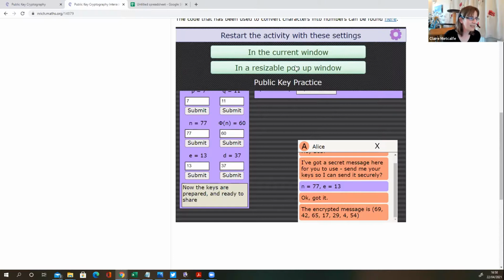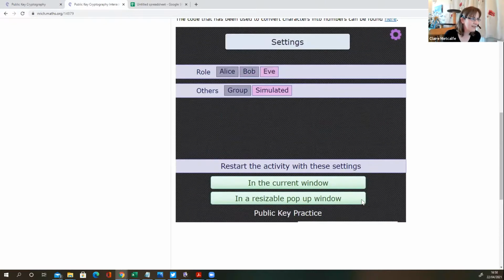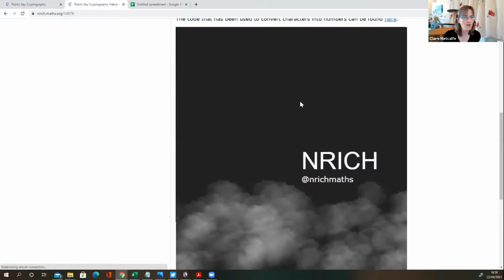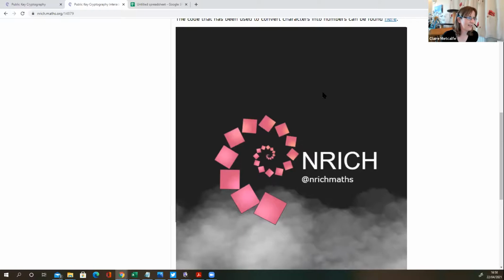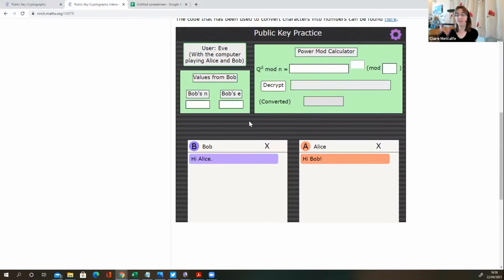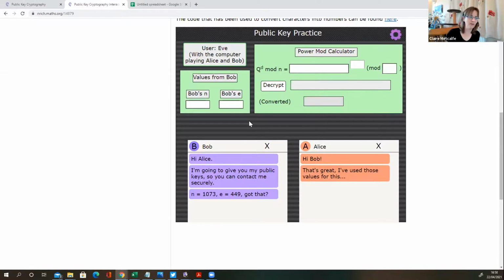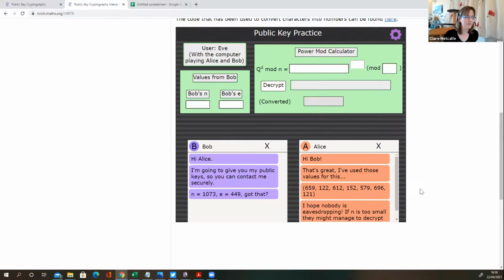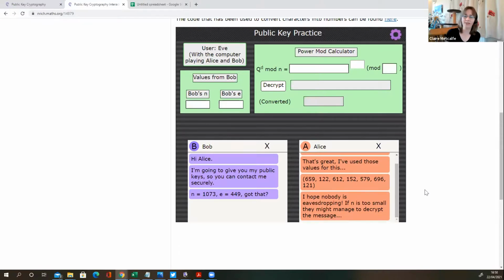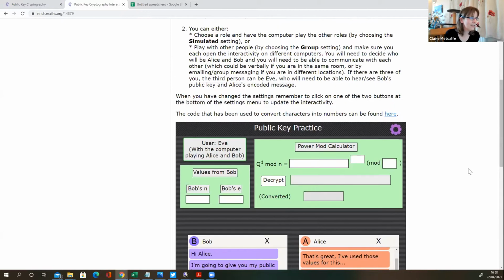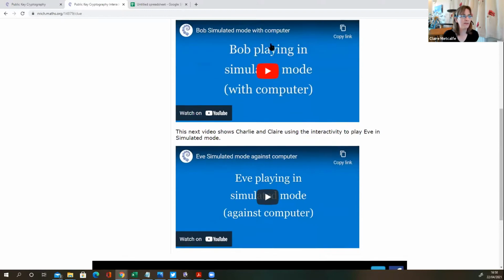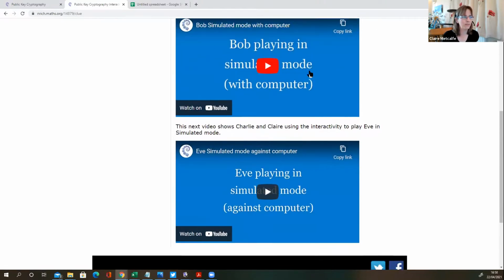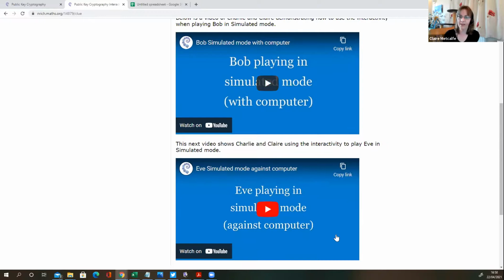And then the final one, which is the one that we had a lot of fun with, is playing Eve. So the primes are not that big, which means that you can actually crack these codes. If you play as Eve, you can see everything that Bob and Alice are saying to each other, so you have to try and crack the code and work out what the secret message is. In getting started, Charlie and I have done a couple of videos showing us being Bob or being Eve in the simulated mode.